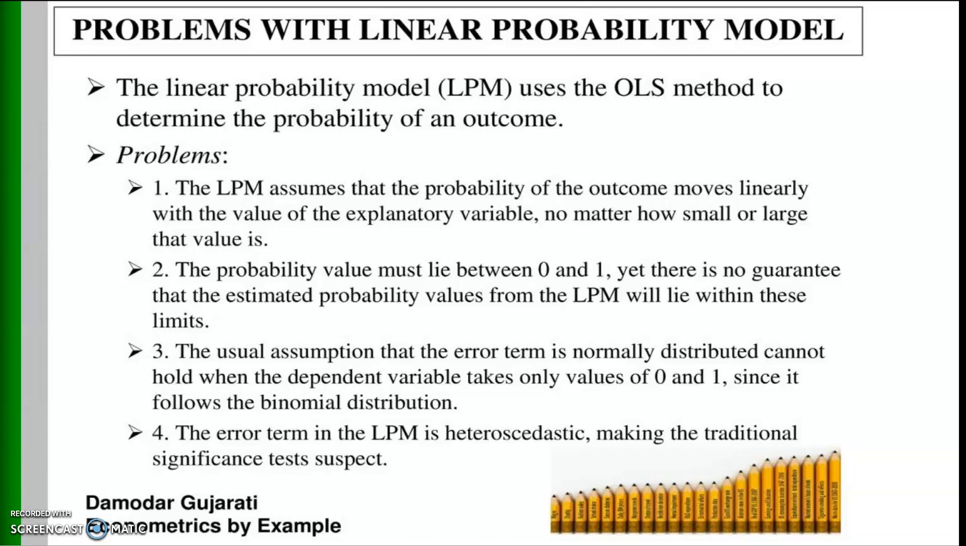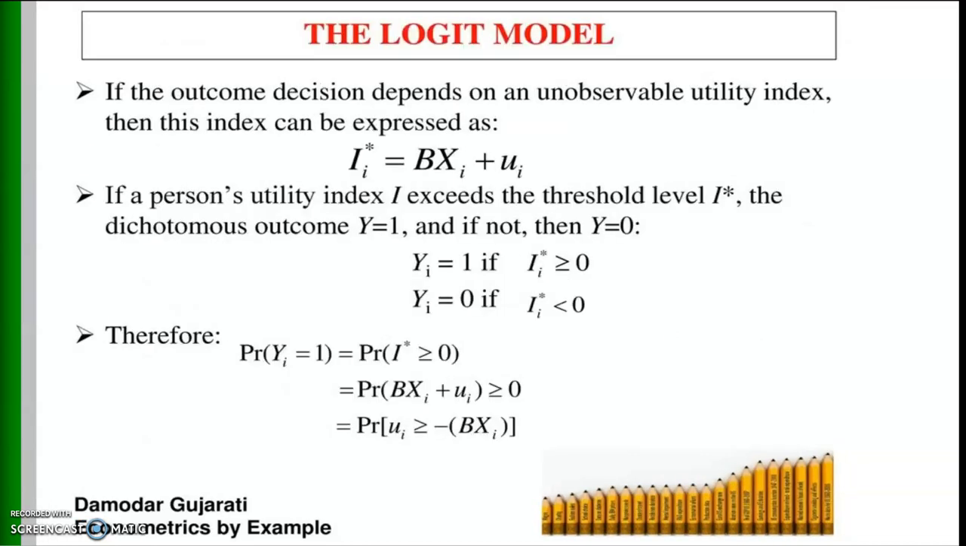The usual assumption that the error term is normally distributed cannot hold when the dependent variable takes values of 1 and 0, since it follows the binomial distribution, and the binomial distribution is not a normal distribution. The error term in the linear probability model is heteroscedastic, making the traditional significance tests suspect. So there are some problems with the linear probability models.